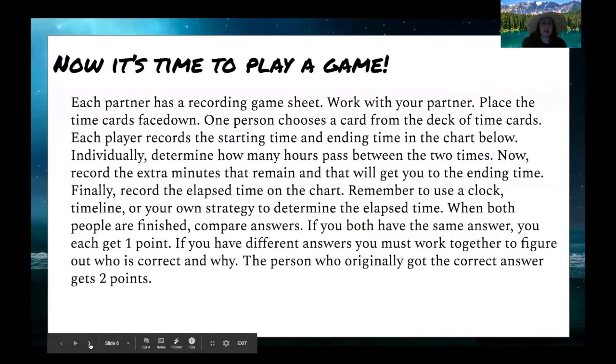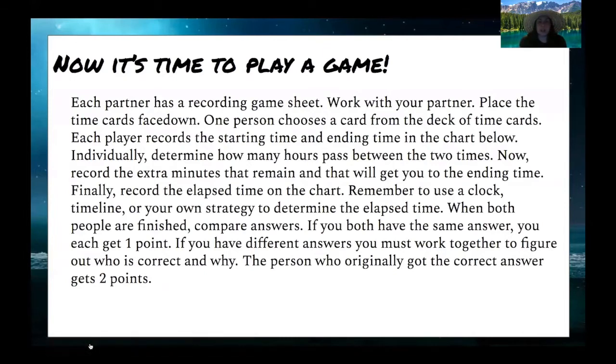All right, now we're going to play a game. Each partner has a recording game sheet, and that is the next slide that you can copy on your paper, or you can print it from the resources. Work with your partner. Place the time cards face down. Time cards are going to be coming up soon too. Same thing, you can copy them on your paper with your hand, or you can print them. One person chooses a card from the deck of time cards.